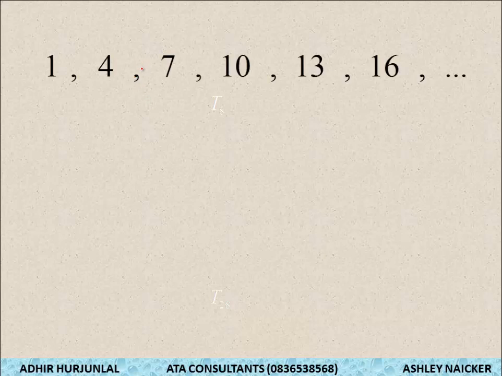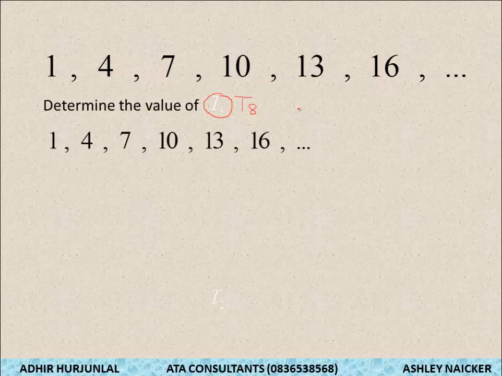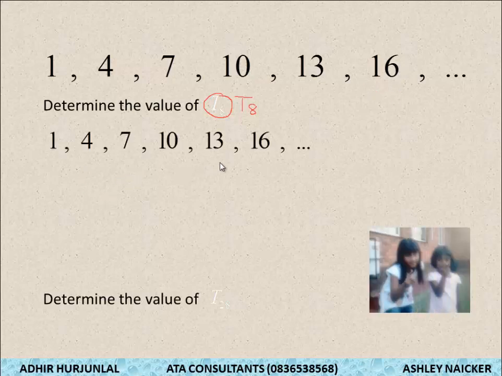Consider the same example again. The sequence is 1, 4, 7, 10, 13, 16. The question would read, determine the value of T8. T8 means the 8th term. I've got 1, 2, 3, 4, 5, 6. It's the 6th term, the 7th term is going to be 19, and the 8th term is going to be 22 by simply using the sequence.